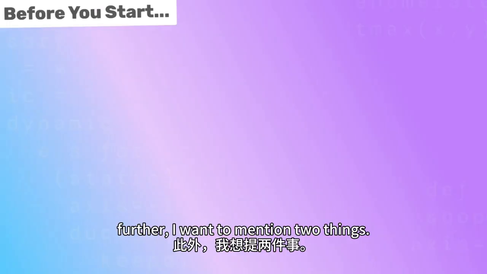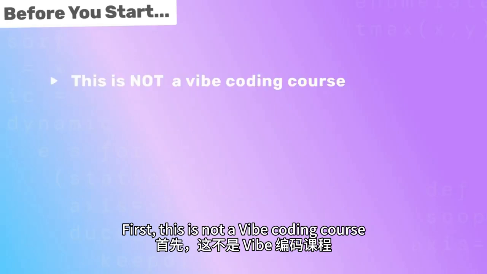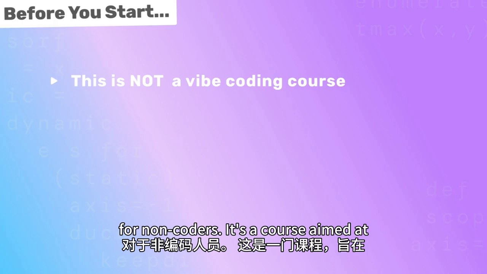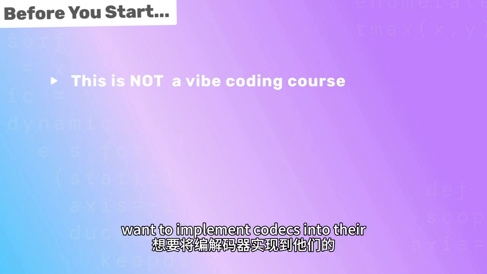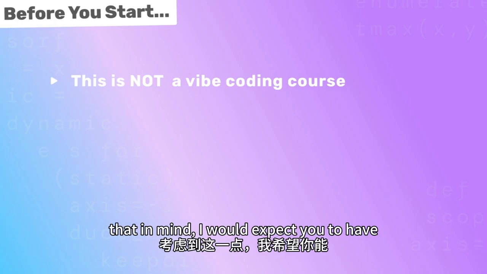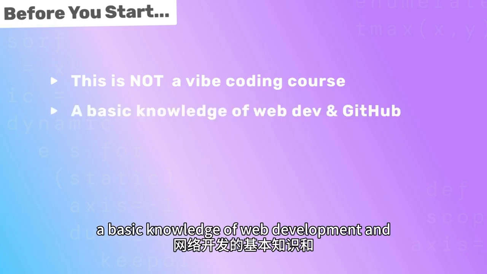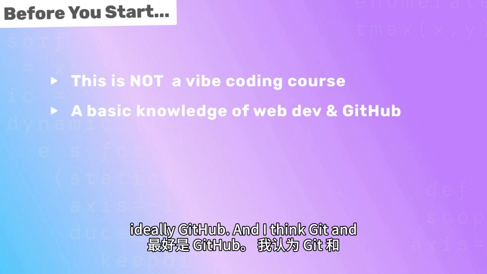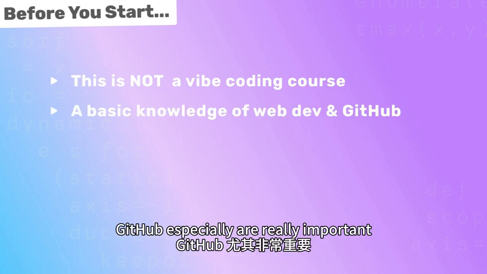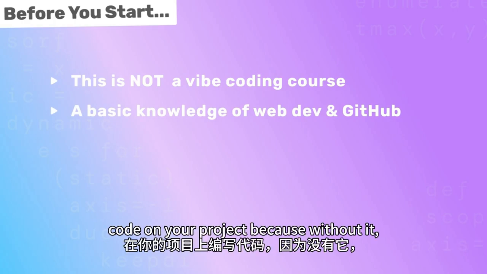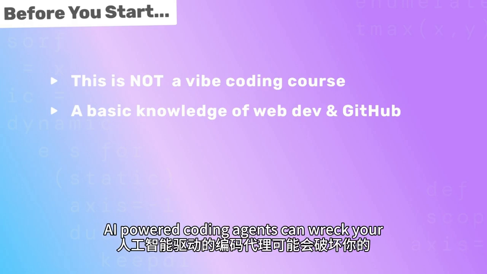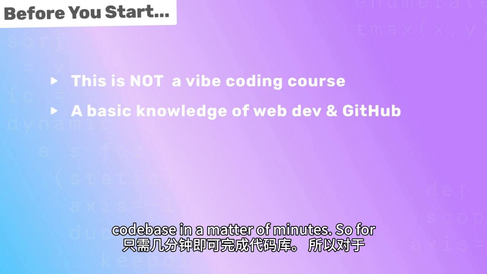But before we go any further, I want to mention 2 things. First, this is not a vibe coding course for non-coders. It's a course aimed at coders, either new or experienced, who want to implement Codex into their current workflow. And so second, with that in mind, I would expect you to have a basic knowledge of web development and ideally GitHub. And I think Git and GitHub especially are really important to understand when you're letting AI code on your project, because without it, AI-powered coding agents can wreck your code base in a matter of minutes.